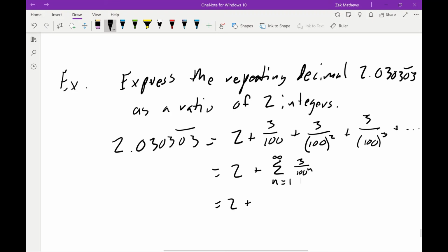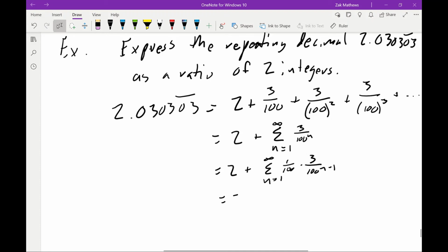Because remember, we said that if the index starts at 1, the exponent has to be n minus 1. And this is not an n minus 1, it's an n. And so we're going to need to manipulate this a little bit. What we can do is express this as 1 over 100 times 3 over 100 to the n minus 1. Because remember, if we're multiplying like bases, we think about adding their exponents, or just factoring out that 1 over 100. And I can pull that to the front of my summation.